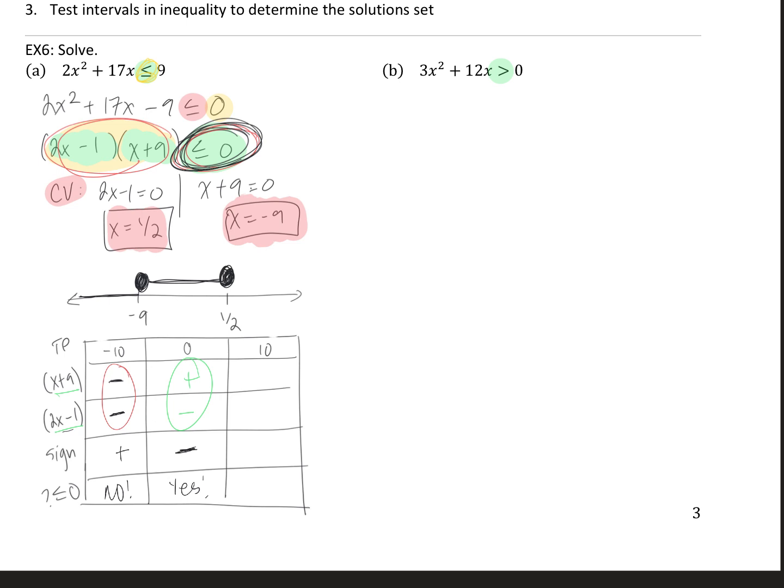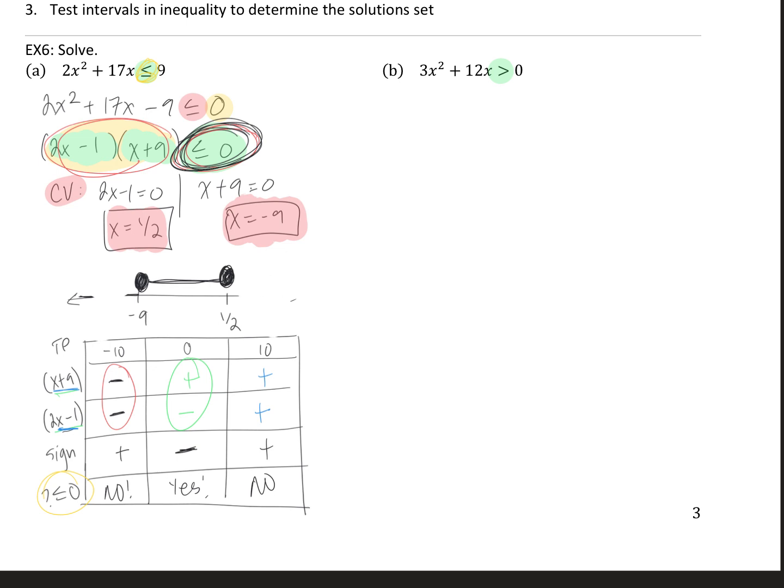Now let's go ahead and test 10. Plugging 10 into here, positive number. Here, positive number again. So positive times positive is again a positive. Is that less than or equal to 0? The answer is no. So this part would not be part of my solution. So these two parts tested negative, so they're not part of my solution. Just the inside part is.